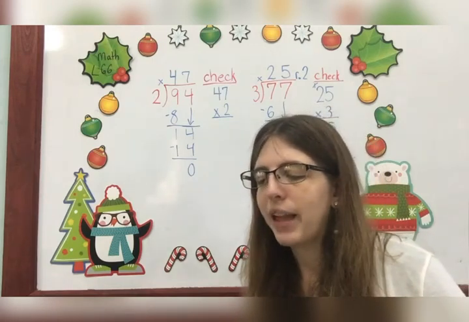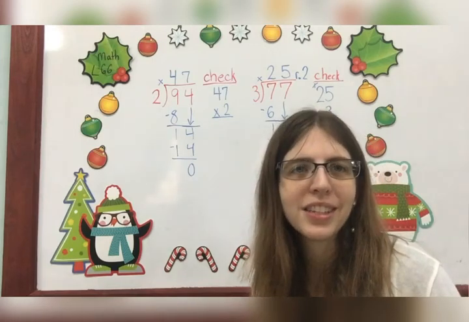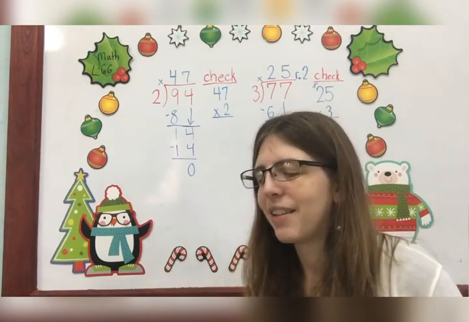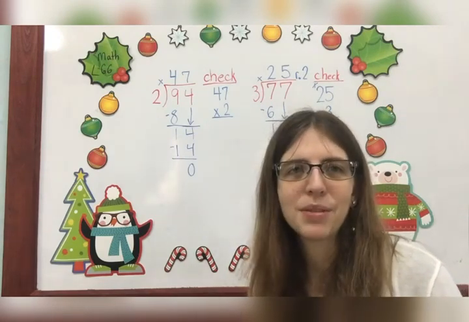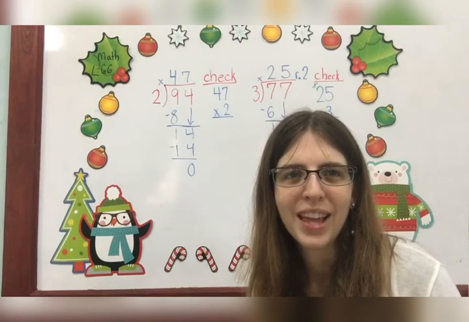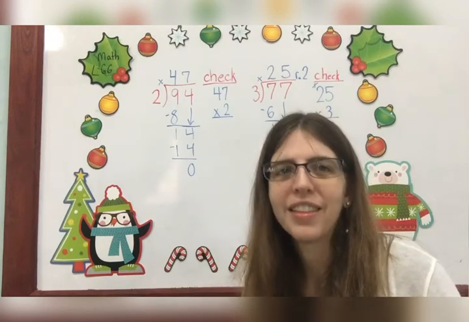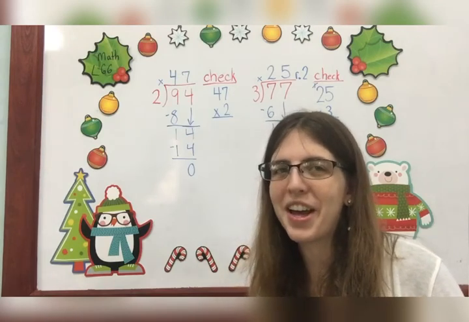So the next blank needs to be 6 times 2. What is 6 times 2? 12. Very good. Then the next blank, 6 times 3. 18. Good. The next one will be 6 times 4, then 6 times 5, so on and so forth.